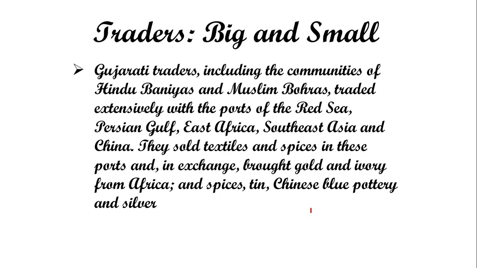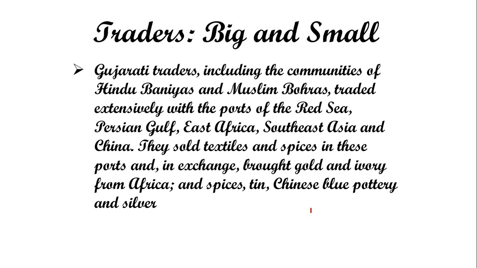Okay. Now in north India also the trading groups were there. So who were these? These were Gujarati traders, including the communities of Hindu Baniyas and Muslim Bohras. Okay, in Hindu communities they were known as Baniyas, and in Muslim communities this trading group was known as Bohras. They traded extensively with the ports of the Red Sea, Persian Gulf, East Africa, Southeast Asia and China. Means they were the main trading groups, and they traded not only in India, but with other countries also, through the sea route, like Eastern Africa, Southeast Asia and China.